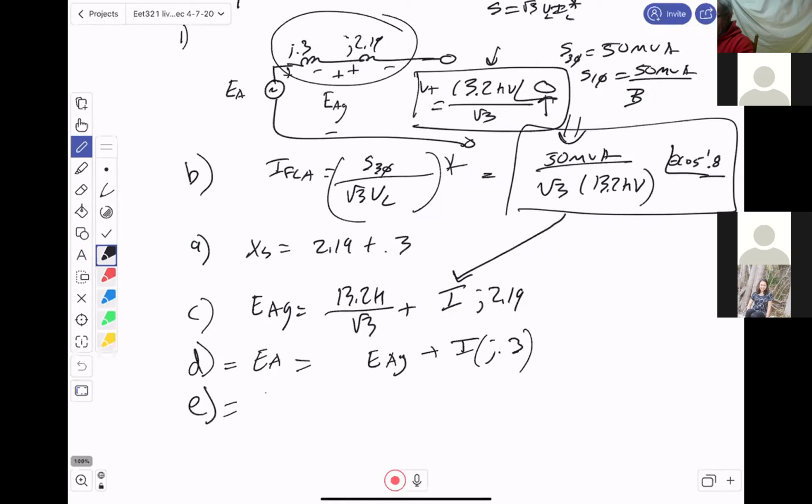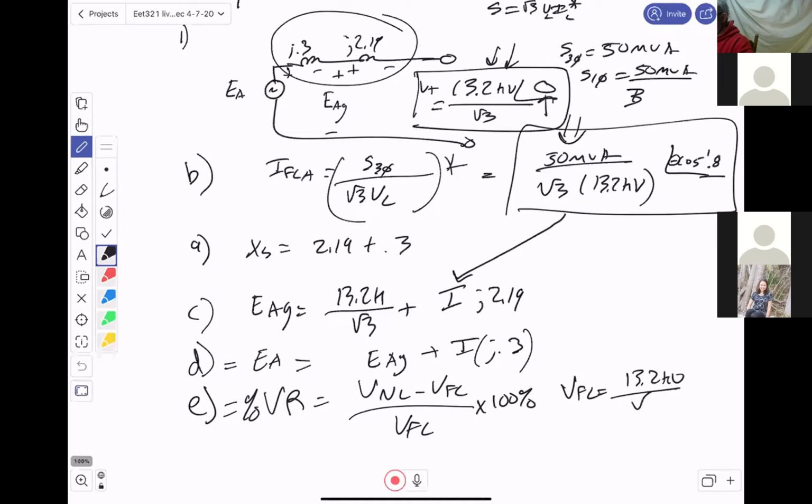So E, voltage regulation, that's a percent VR, is V no load minus V full load over V full load times 100%. And so the question is, what is V full load? Well, V full load is this voltage here, right? That's what you're actually controlling the nominal voltage to. So your V full load voltage is that value. Your no load voltage is, if the current through your circuit, I, goes to 0, then what does the voltage on the terminal become? It becomes EA. So your V no load is just your EA.